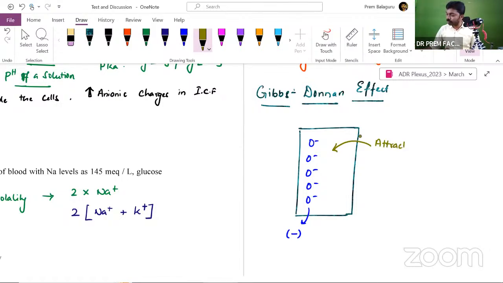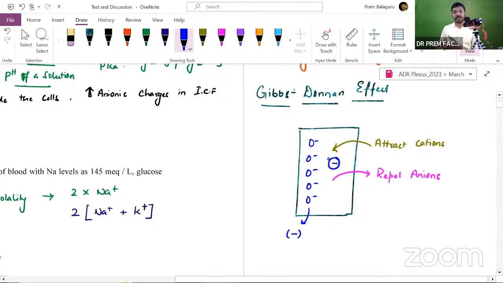The anionic forces will try to attract cations. At the same time, these anionic forces will try to repel anions. All right, the net anionic charge inside the cell. Please remember, the net anionic charge inside the cell attracts cations and repels anions.